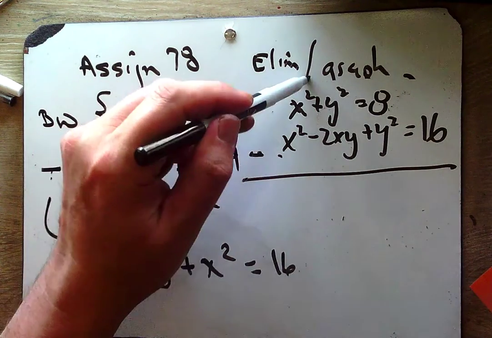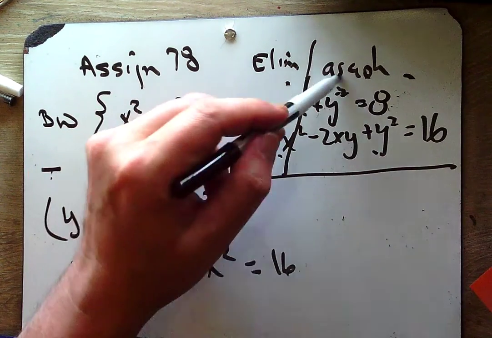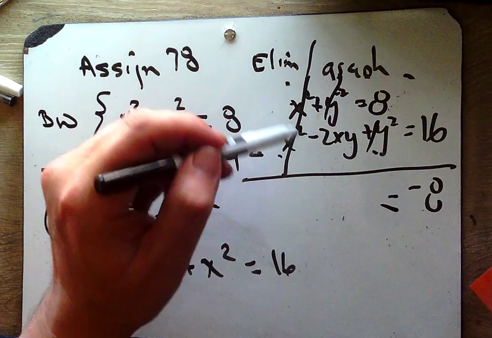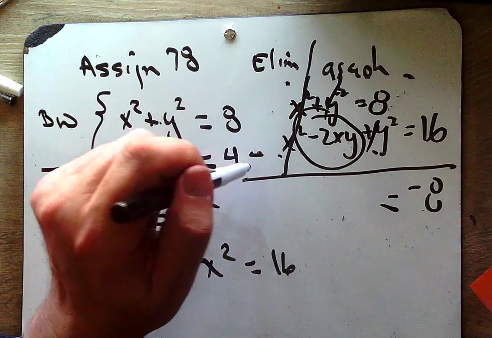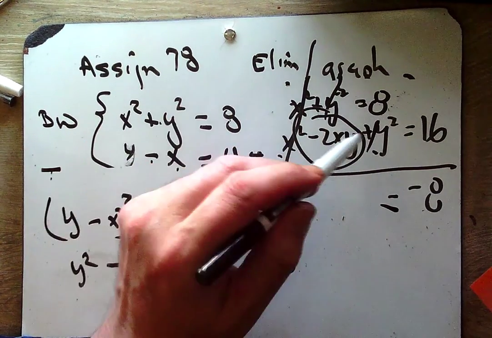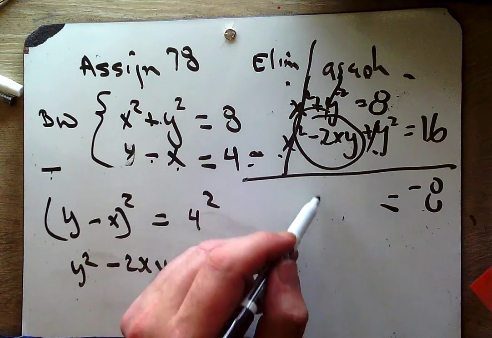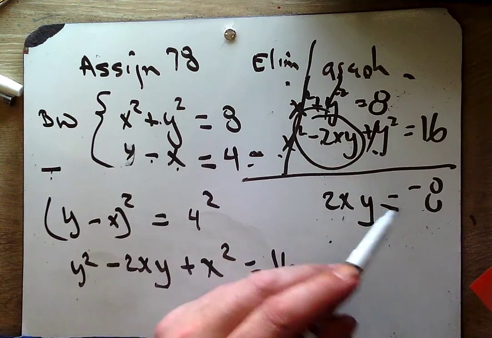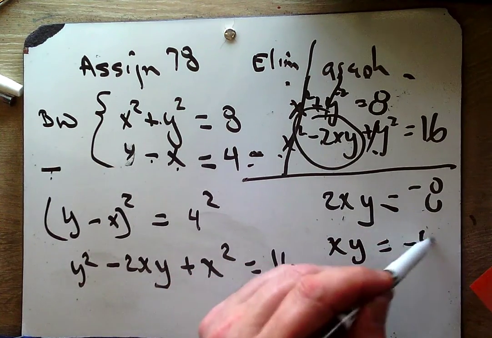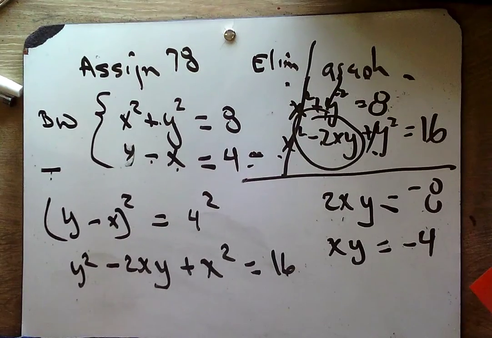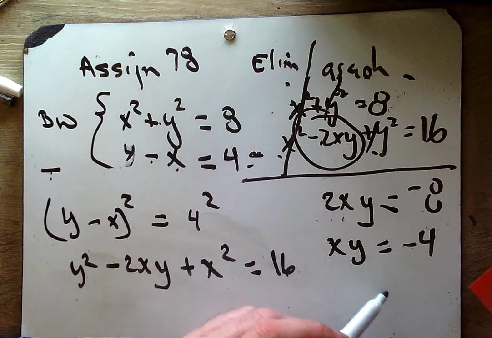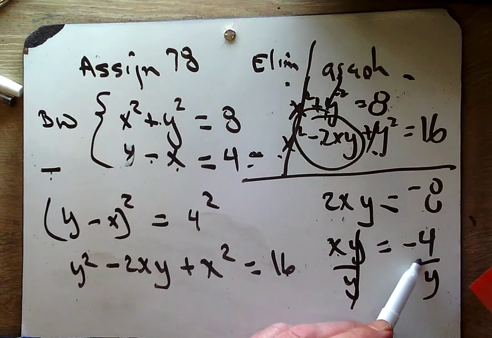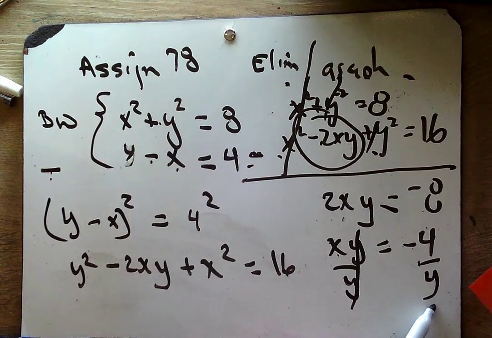X squared minus x squared, they go. Y squared minus y squared, they go. 8 minus 16 is negative 8. And I'm left with this. I'm subtracting a minus 2xy, so minus a minus is going to be plus 2xy. And I can certainly divide both sides by 2. Xy equals negative 4. But I still don't have a solution. And in fact, I'd have to now say, okay, wherever I see x, I can replace it with negative 4 over y.